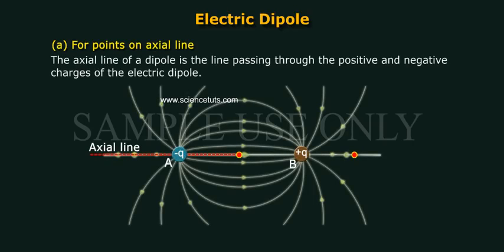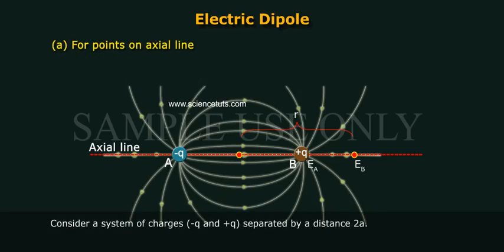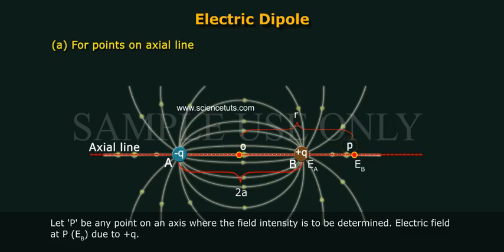A. For points on the axial line. The axial line of a dipole is the line passing through the positive and negative charges of the electric dipole. Consider a system of charges -Q and +Q separated by a distance 2A. Let P be any point on the axis where the field intensity is to be determined.